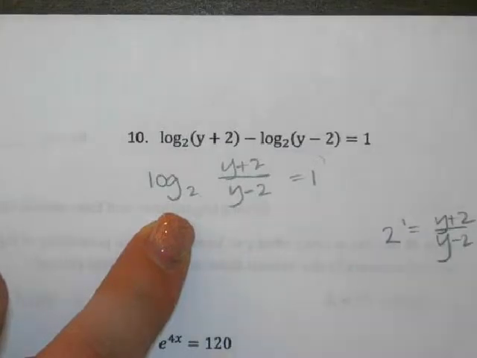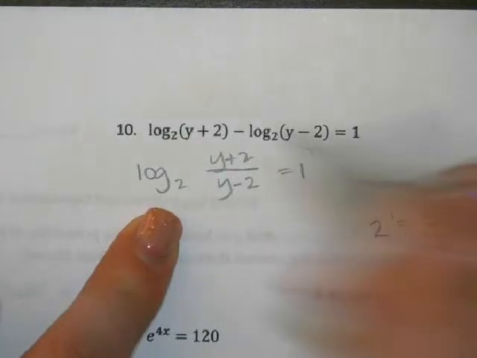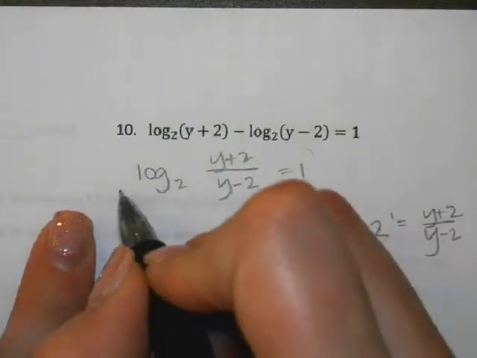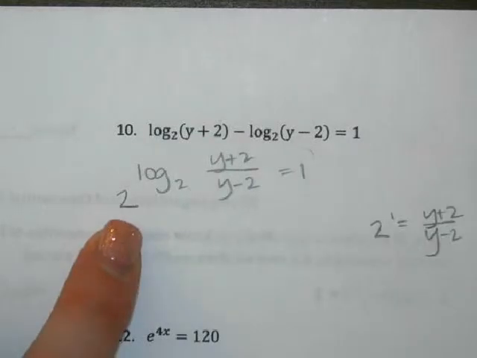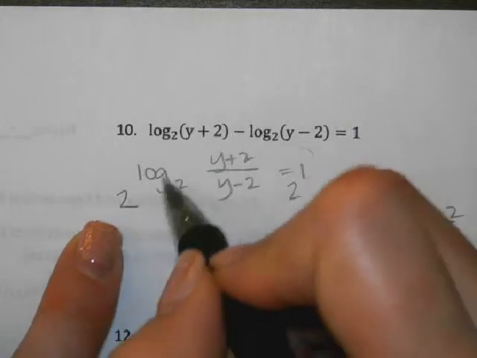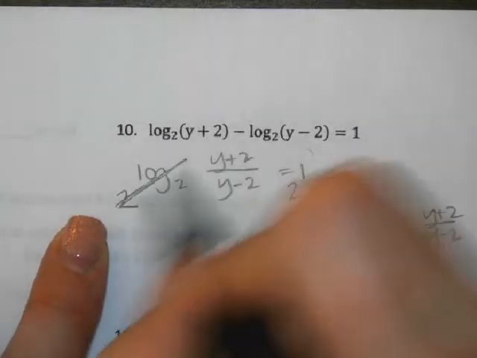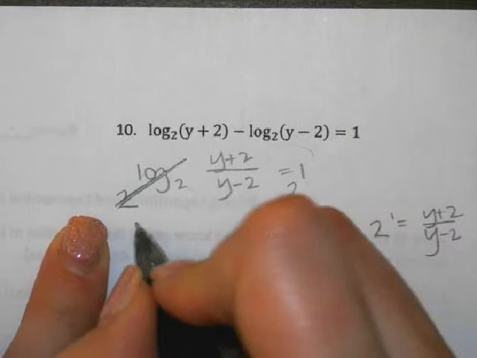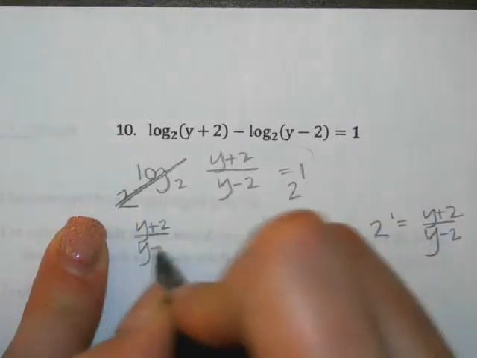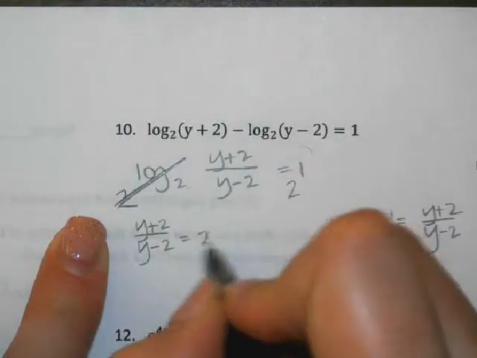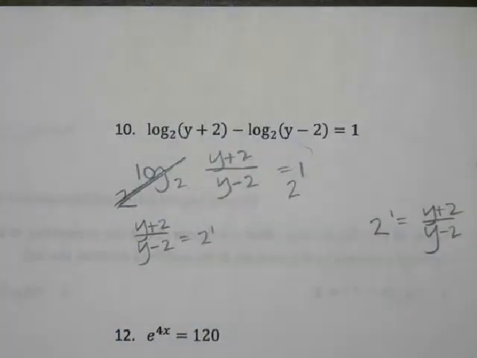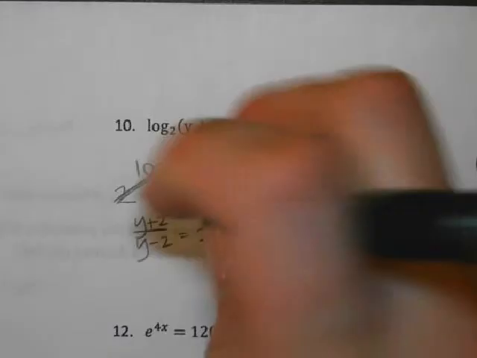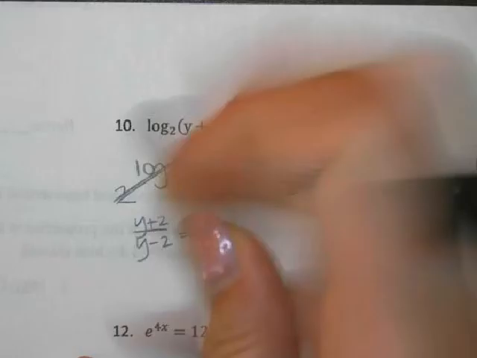If we do the method where we think about exponentiating, we would say log base 2, the opposite of that is an exponential function with a base of 2. And I would say my log base 2 and my exponential with the base of 2 cancel out. And so then I would have y plus 2 over y minus 2 equals 2 to the first power. So I get the same thing, just depends on how I think about the problem. Okay, what's 2 to the first power? 2? Okay, so I don't really need that exponent of 1 because 2 to the first is just 2.